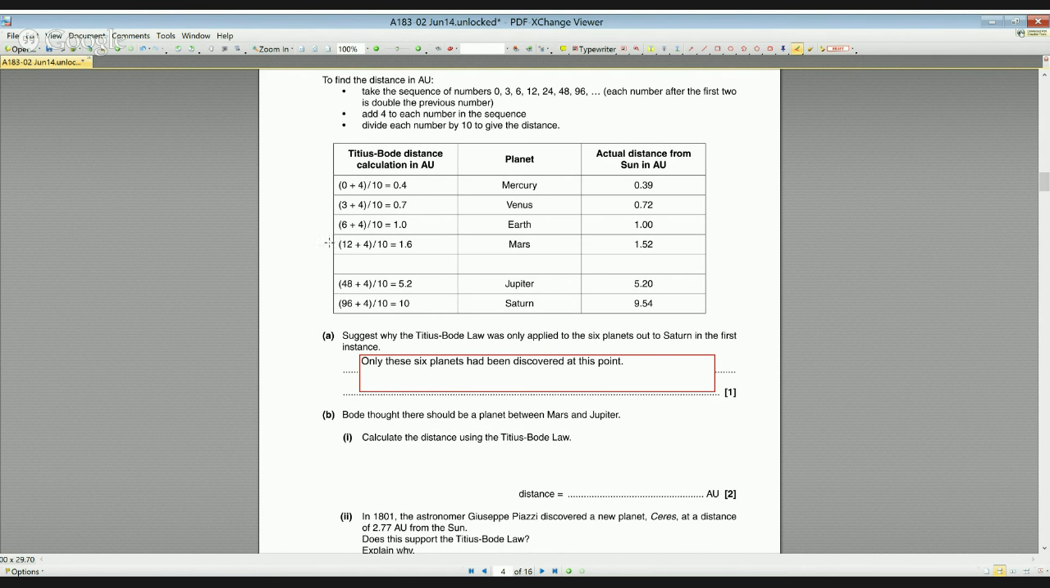So we need to take 24 and add 4 to it, as the instructions tell us, and then divide by 10. This gives us 2.8 as our distance.